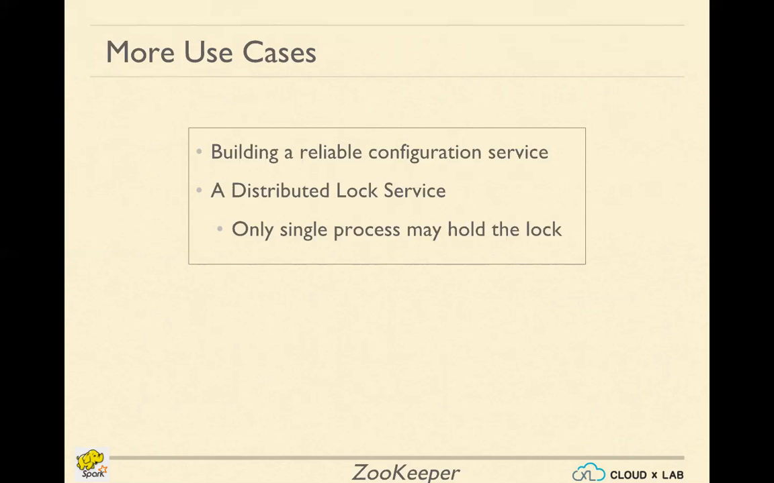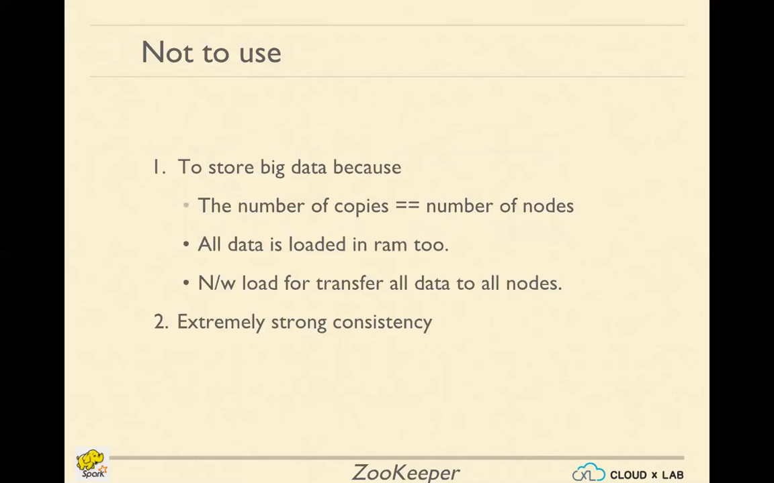A distributed lock service. If you want to build a method such that only a single process may hold the lock, you can build that. This is what we demonstrated by creating indexers for the email. All right, now, so far we have been very gaga about Zookeeper.